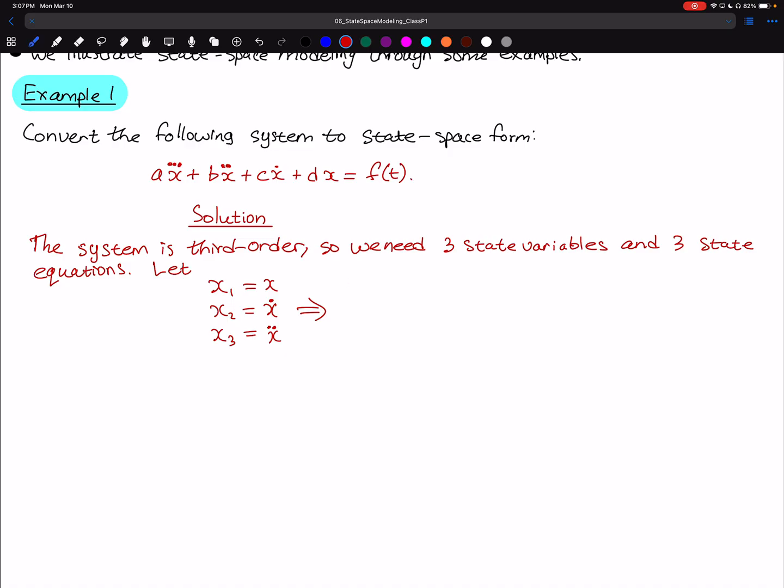We can take the derivative of these with respect to time. We're going to get x1 dot is equal to x dot, but we already defined x dot as being equal to x2, so this is equal to x2. Then x2 dot is equal to x double dot, which we already defined to be x3. So then this is equal to x3. Then x3 dot will be equal to x triple dot.